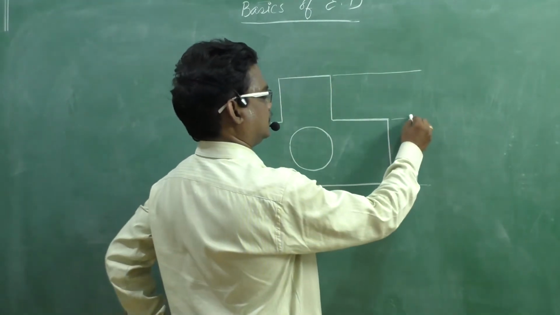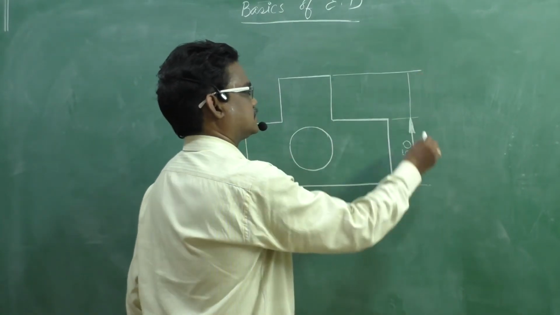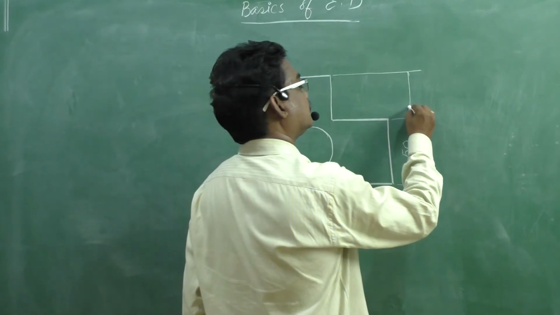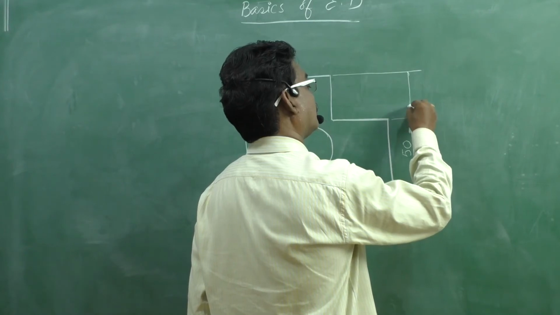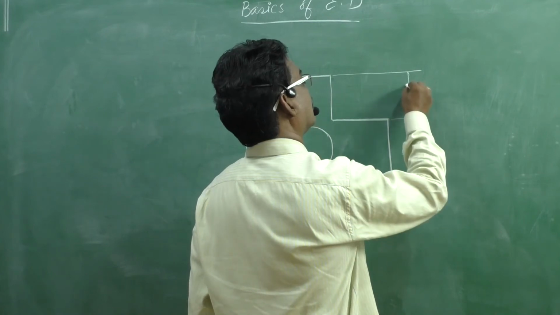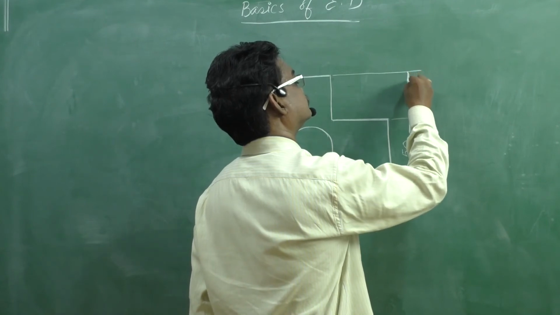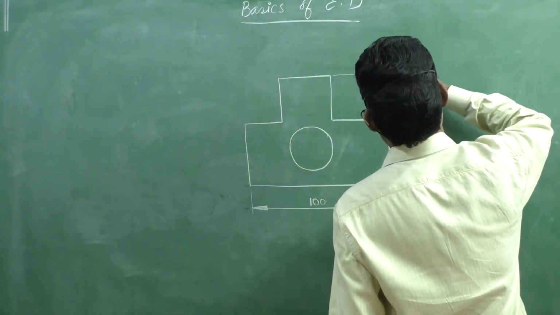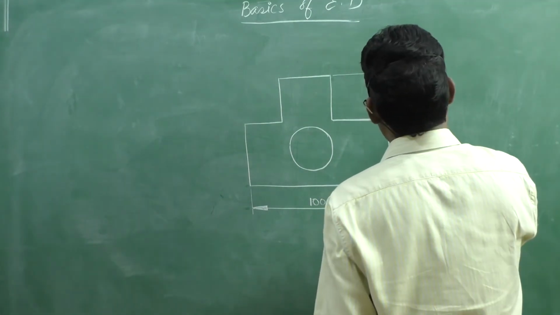Okay, now for the aesthetic sense as well as clarity, in the same line give the dimensioning. That is good, right? Next. Draw the arrowhead like this. And this is 25 mm. Right?